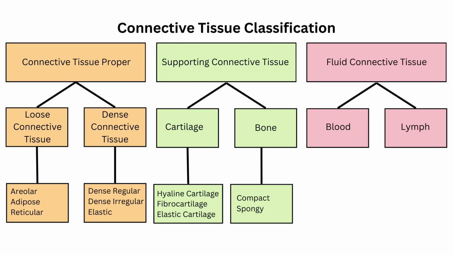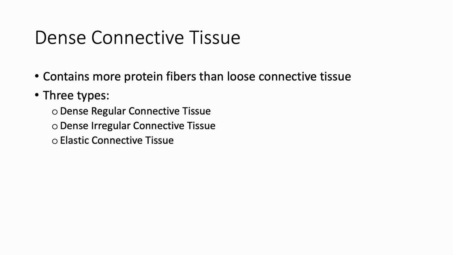All right, so we're under connective tissue proper. We talked about loose connective tissue. We are now moving to dense connective tissue. So it's dense because we have more protein fibers present in our extracellular matrix than the loose connective tissue. We have three types of dense connective tissue. We have dense regular connective tissue, dense irregular connective tissue, and elastic connective tissue.